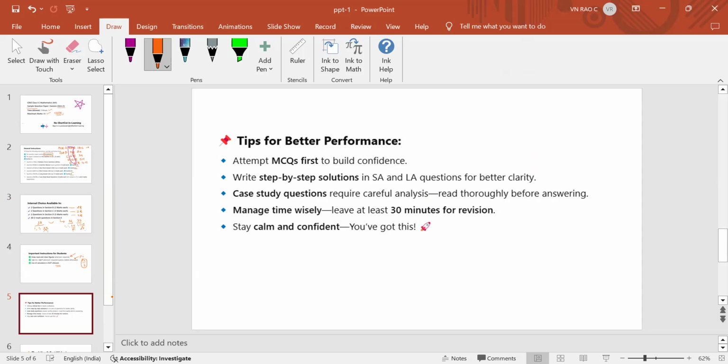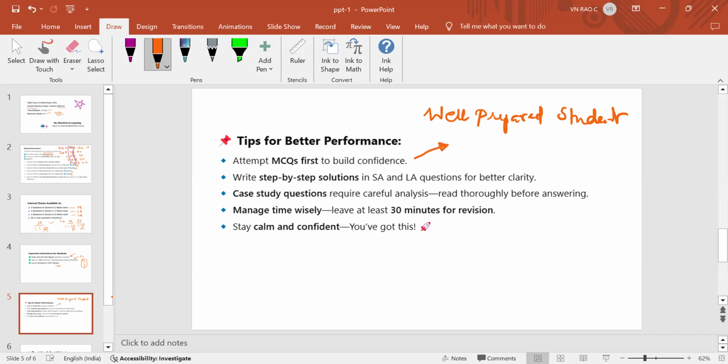See, for the better performance, one has to do what? A well prepared student, first of all, understands how many questions are given, how many marks are assigned to each question, where the internal choices are, and of course, content wise also we should be ready. But first of all, this is a prime preparation. If you do this properly, 90% of your paper can be easily attempted. Now attempt MCQs first to build confidence.